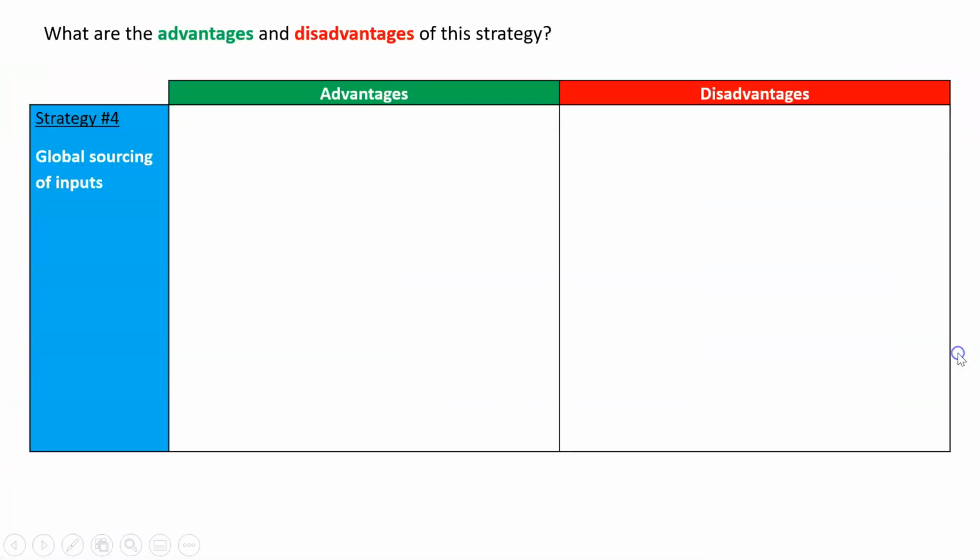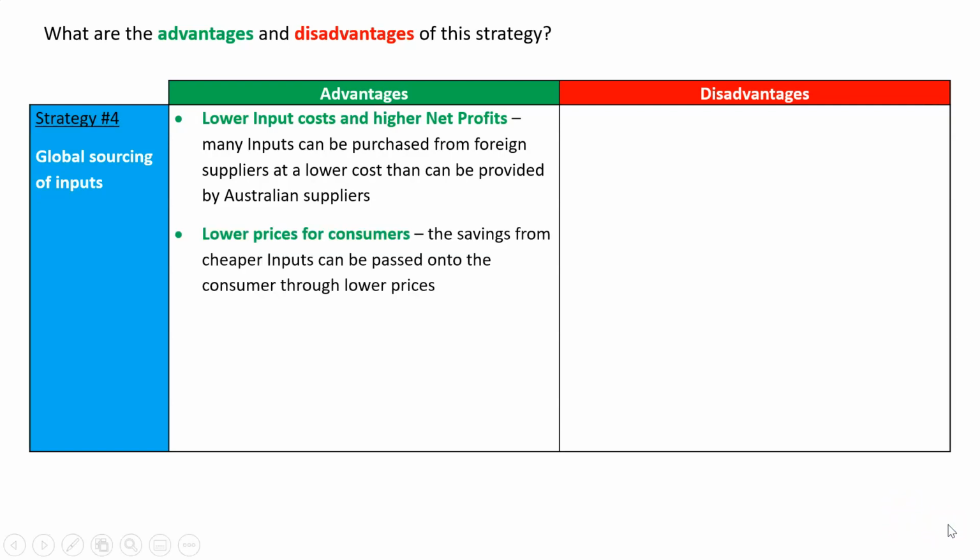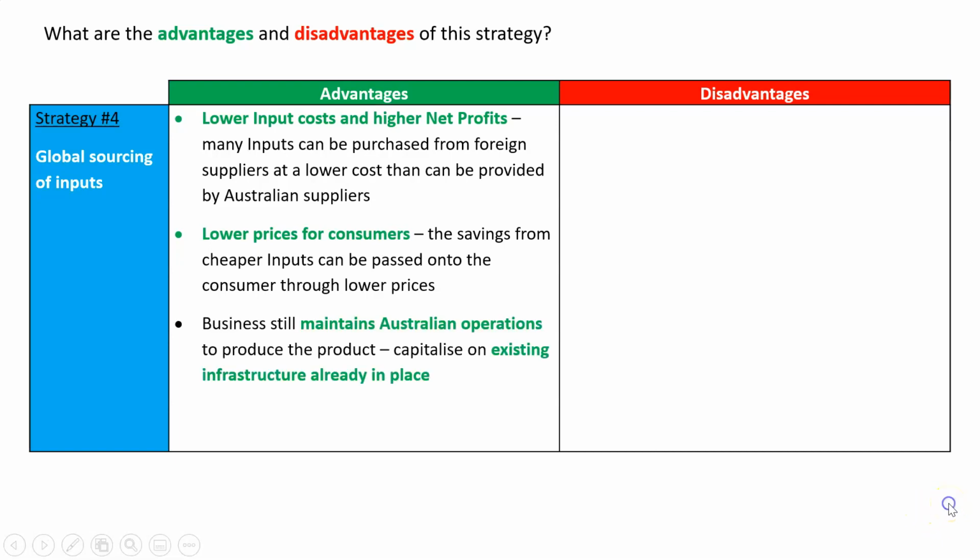So what are the advantages and disadvantages of this? Well, the advantages are we're going to have lower costs. One of the reasons we get inputs from overseas is they generally are cheaper than can be provided by Australian suppliers. Now, if we've got lower input prices, that means we can charge lower prices to consumers. We can pass that on. That'll help us get market share. And we still maintain an Australian operation. So we've got all our infrastructure in place in Australia, our factories, our logistics, our people. We're just getting the inputs from somewhere else.